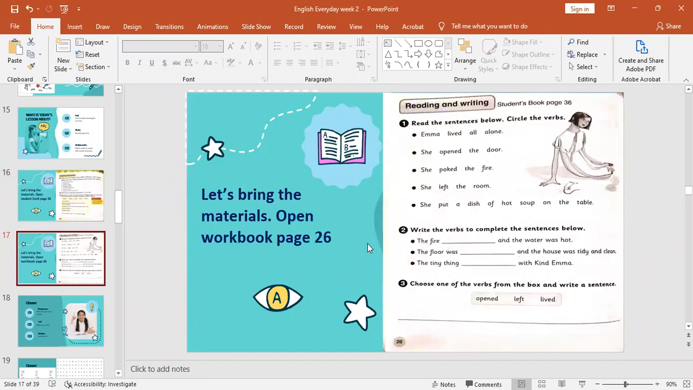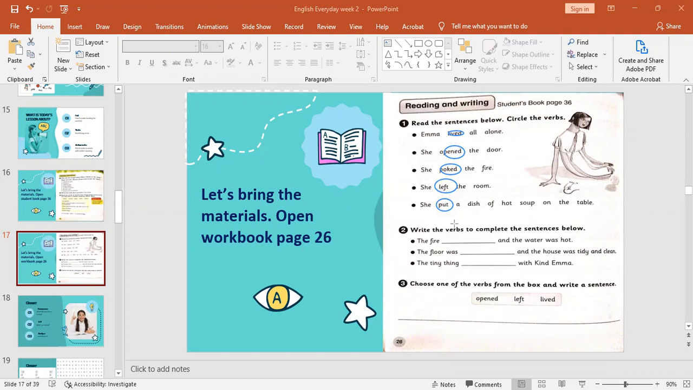Workbook page 26. Now read the sentences and circle the verbs. Of course, we all know the verbs here, right? So we're going to circle. It's what? Lived, opened, poked, left, foods, okay? So these are the verbs.